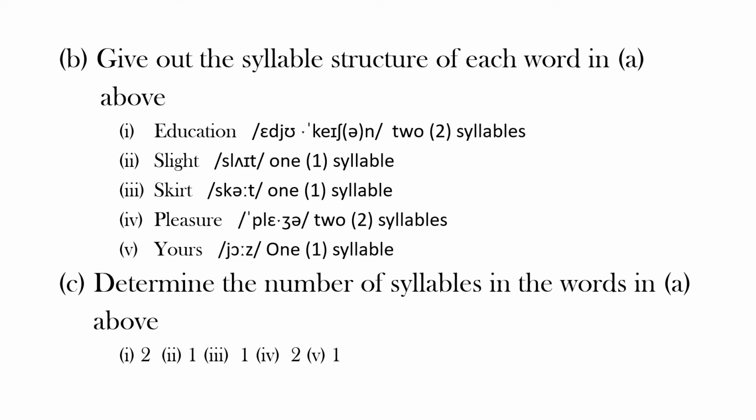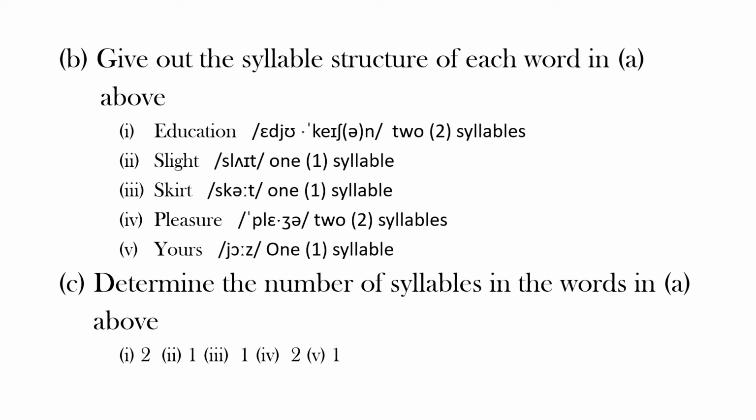Roman 3, skirt. Only one vowel and therefore 1 syllable. Roman 4, pleasure. There are 2 syllables, ple and ja. Roman 5, yours. Only 1 syllable because there is only 1 vowel.